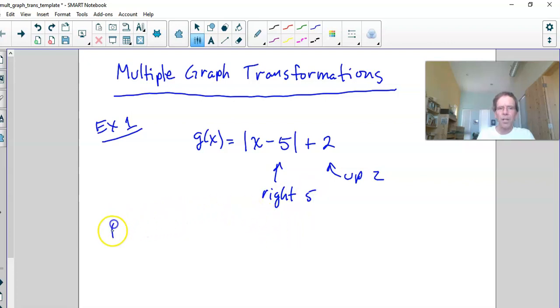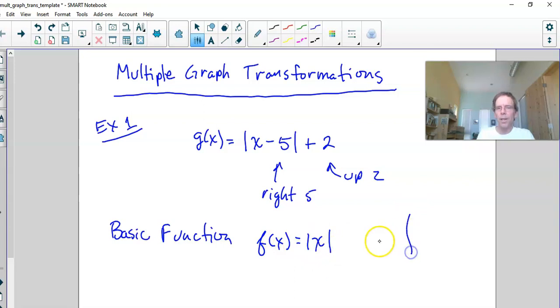The basic function you can see here is what? If you remove the minus 5 and the plus 2, you would have something like absolute value of x, right? And so we all know what the absolute value of x looks like. It's sort of this V-shaped graph. And that's the shape that's moving right by 5 and up by 2.